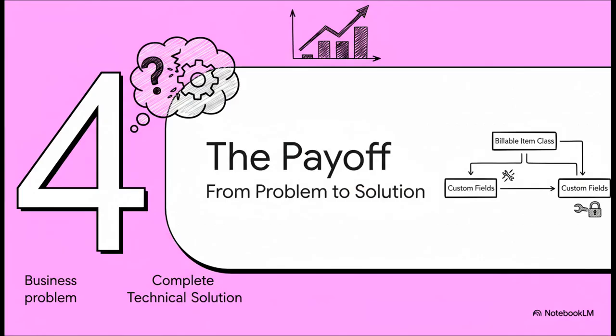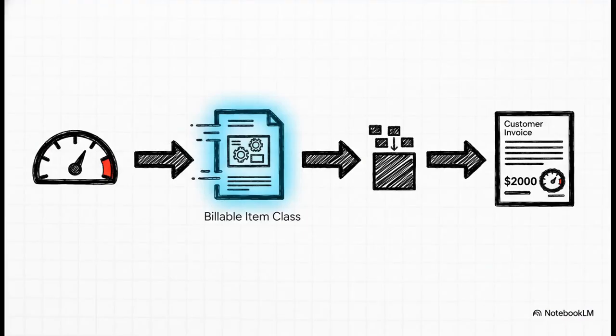So let's bring it all home. We started with a pretty simple business problem, and now we've walked through the entire technical solution from start to finish. And there you have it. By following these steps, our custom speed field isn't just an idea anymore, it's a fully integrated part of our billing DNA. It's ready to be populated, used in billing aggregation, and displayed on customer invoices.